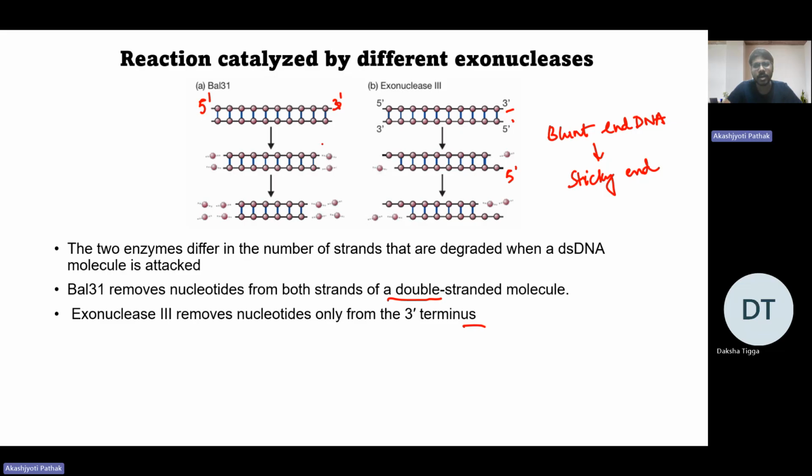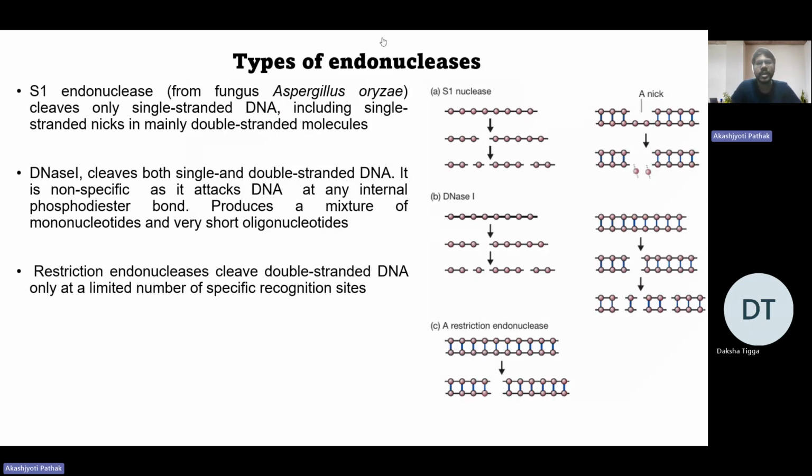But basically, what is important in this slide is that there can be different types of exonucleases. One type of exonuclease can act on both the DNA strands, and there can be some exonucleases which will act only on one of the DNA strands, or only on one end of the DNA. One is acting only on the 3 prime end of the DNA, and another is acting on both 5 prime and 3 prime end. Okay. Now there can be different types of endonucleases as well.